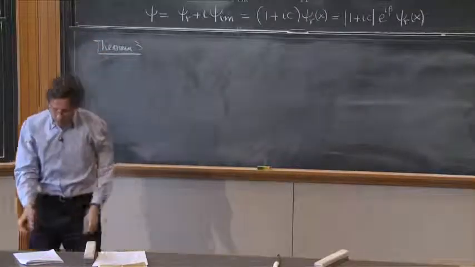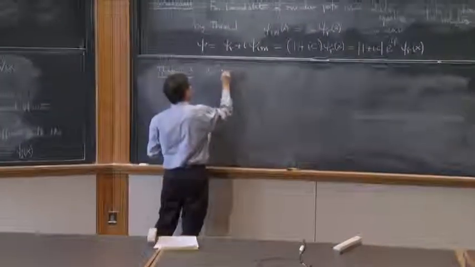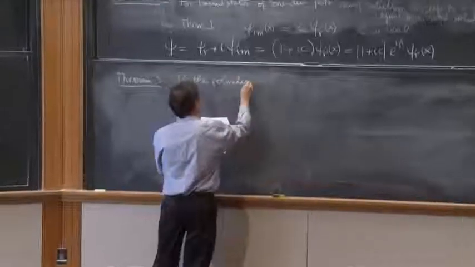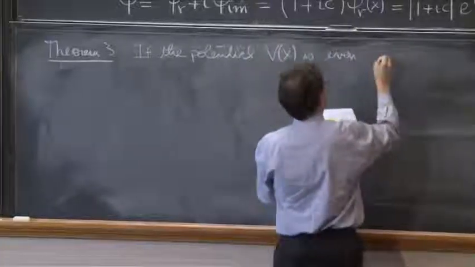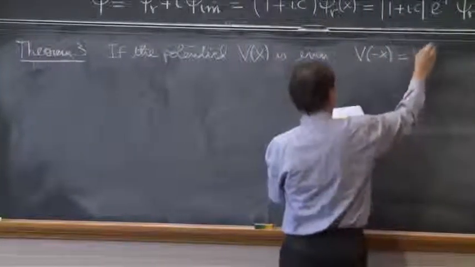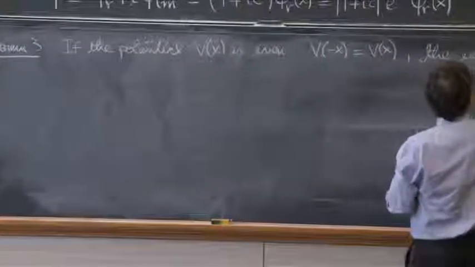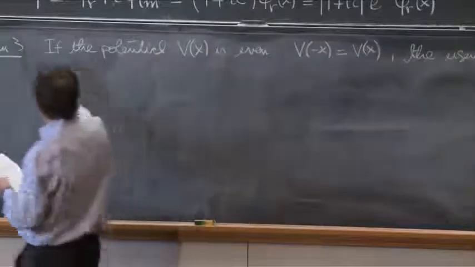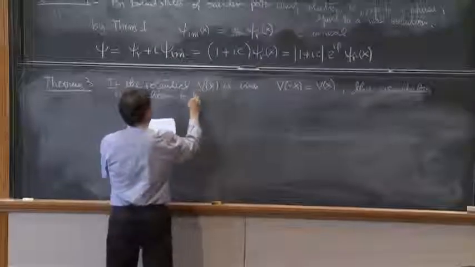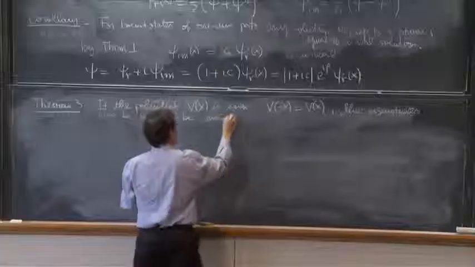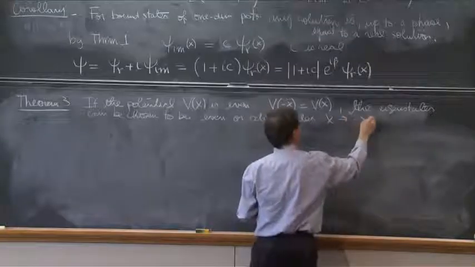It's also very famous. If the potential V of x is even, that is V of minus x is equal to V of x, the eigenstates can be chosen to be even or odd under x to minus x.